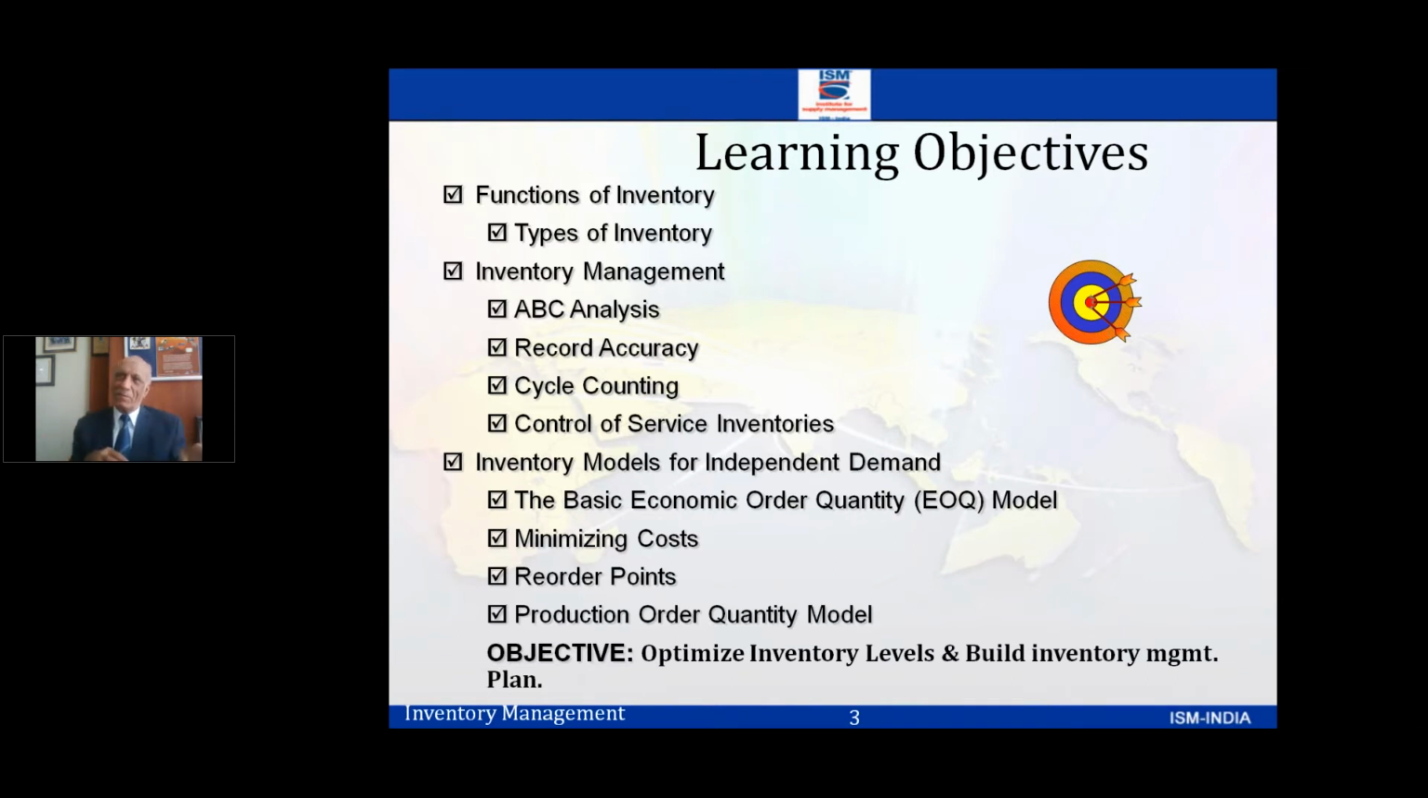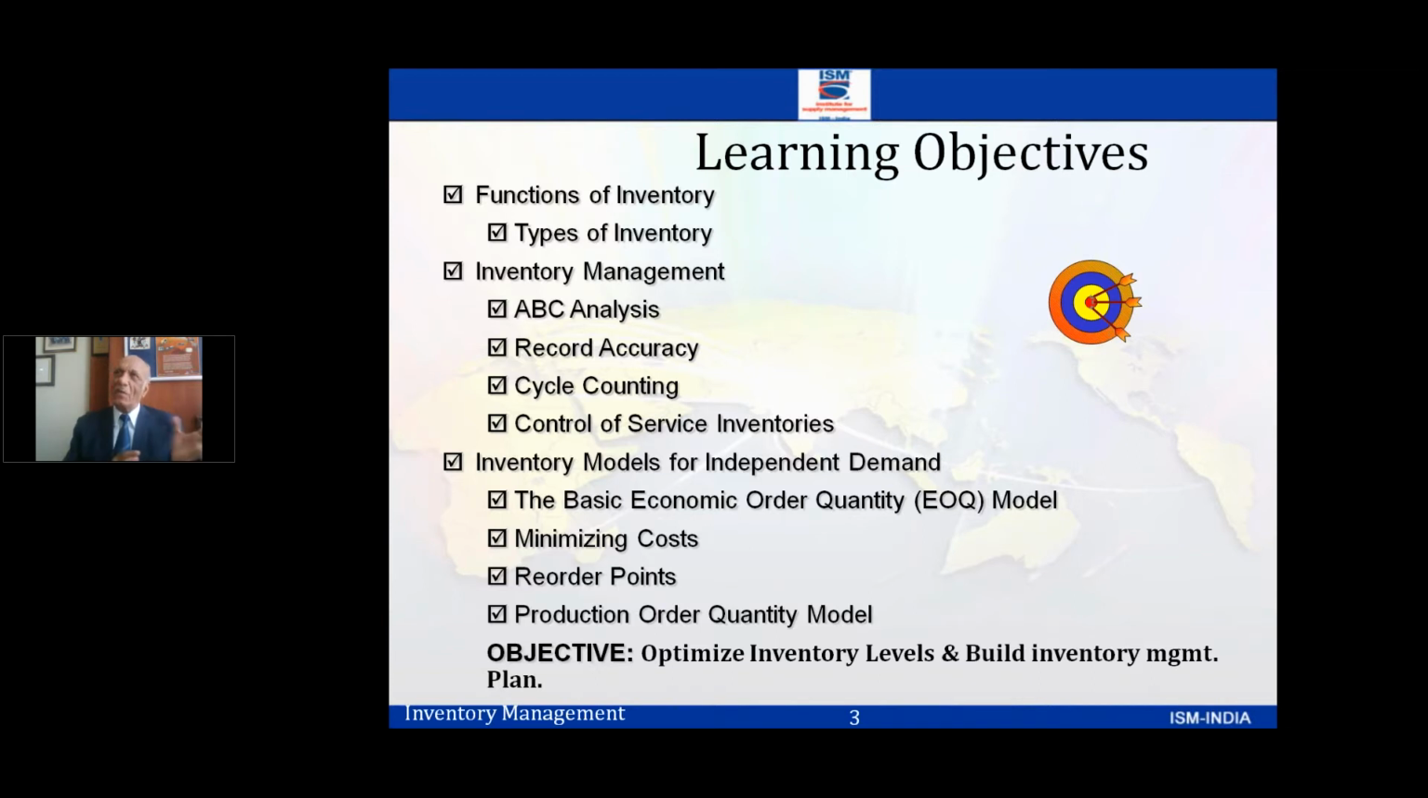So at least I expect that from today's session, I hope everybody will understand what is reorder, what is safety level, why are they needed. That's what I look at. Broadly, in this session of 1 hour, we try to give the concept of optimizing inventory levels and building inventory management plans. That's how we talk.